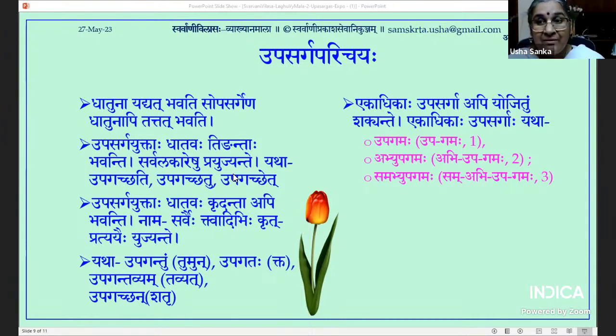When I say more than one, it's not only two. If there were two, I would say two upasargas can be at most attached. But no, two and more. Not one and more, two. It's two or more. That means three. I could not get an example of four, though I thought I read it. But it can be four also. It can be, but I don't have an example right now.